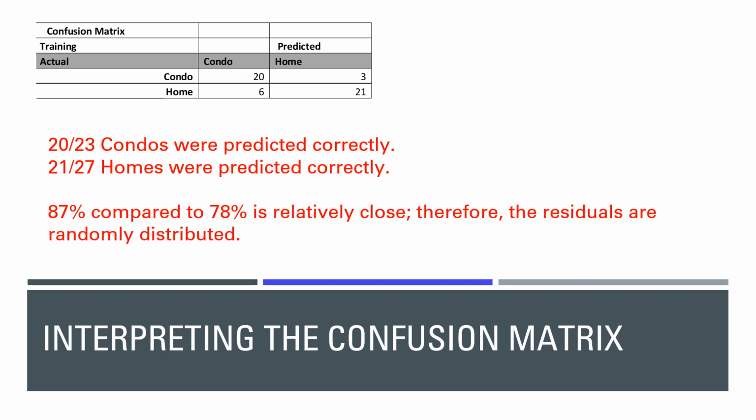When I compare those two ratios, we have 87% to 78%. They're relatively close. Therefore, we would say the residuals are randomly distributed.